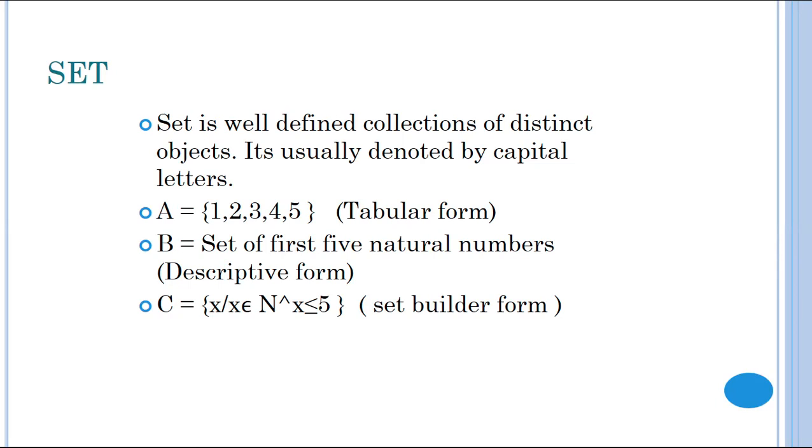Second is well-defined. It means your collection should be well defined. For example, you collect the set of books of class 8. It means you will put here all the books belonging to class 8, I mean science, Urdu, English, computer, and so on. So this is a well-defined collection.